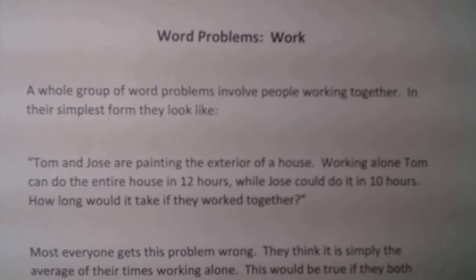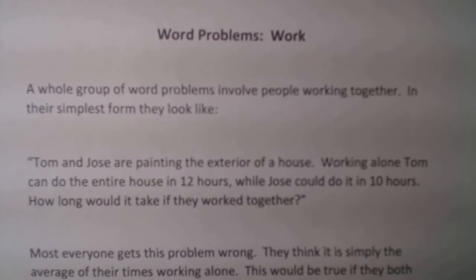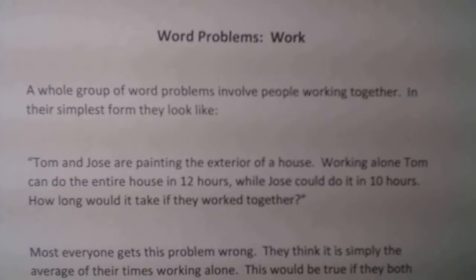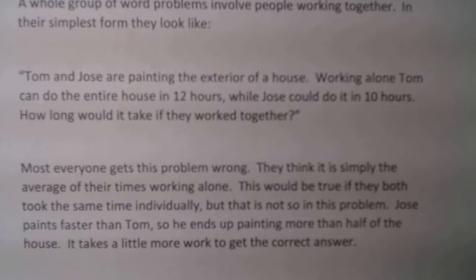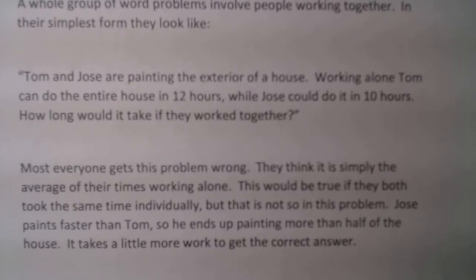The interesting thing about this is most everybody who looks at this problem gets it wrong because they think it's simply the average of the times of the two workers together. Well, this would be true if both workers took the same amount of time to paint the house. But that's not the way it is in this problem. Jose paints faster than Tom, so if they start together, when they finish, Jose will have painted more than half the house. And that's what causes that regular average not to work.